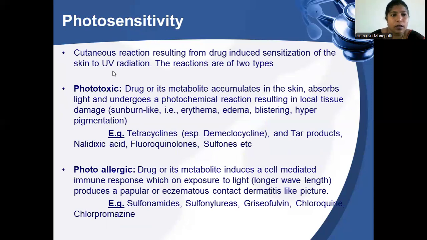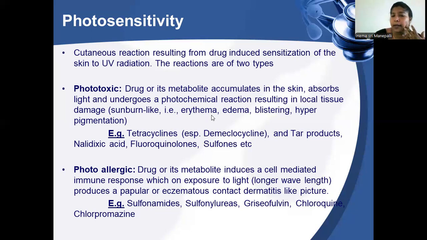Photosensitivity. So this one, it's a cutaneous reaction resulting from drug-induced sensitization of the skin to UV radiation. The reactions are of 2 types: phototoxic and photoallergic. Phototoxic means drugs or its metabolites accumulate in the skin, absorb light and undergo photochemical reaction, resulting in local tissue damage such as sunburn, that is like erythema.